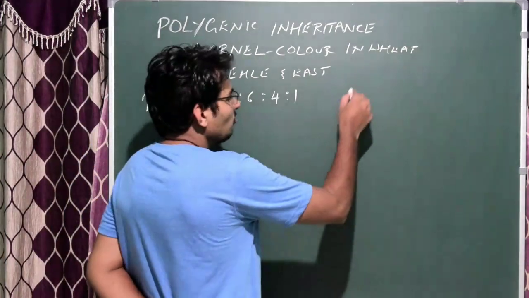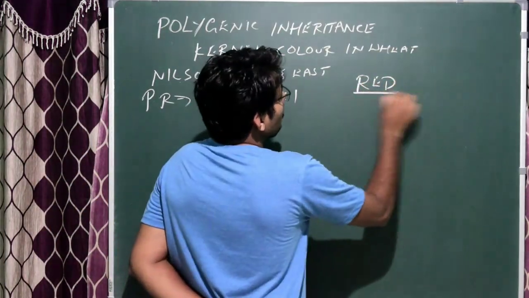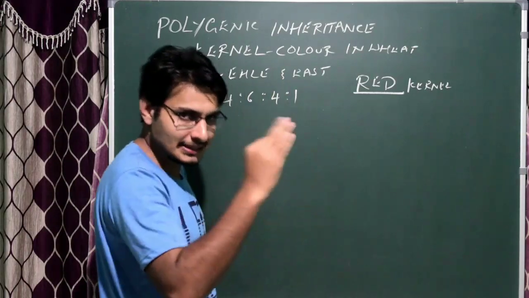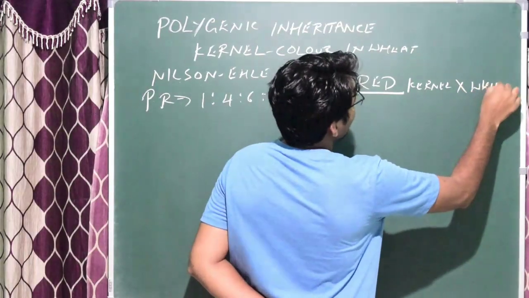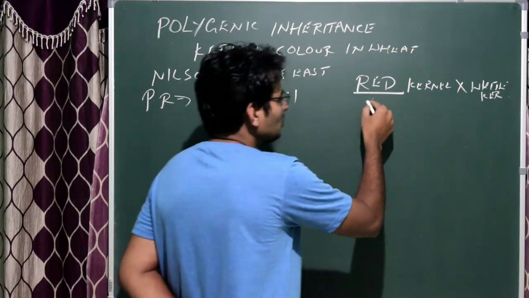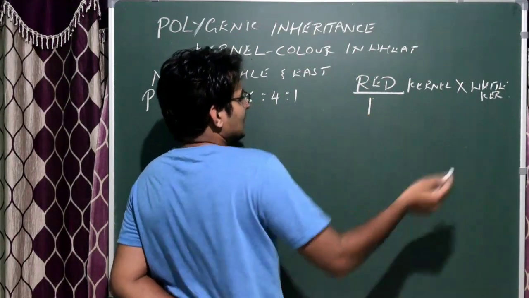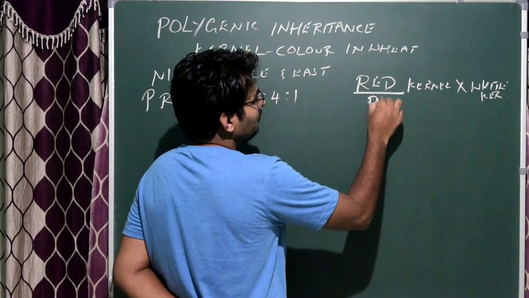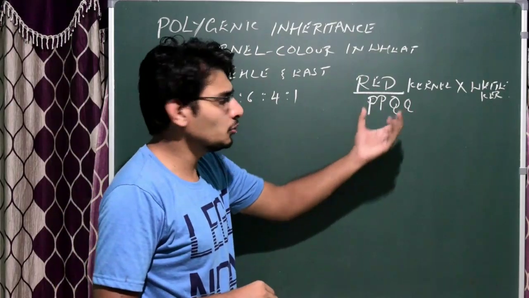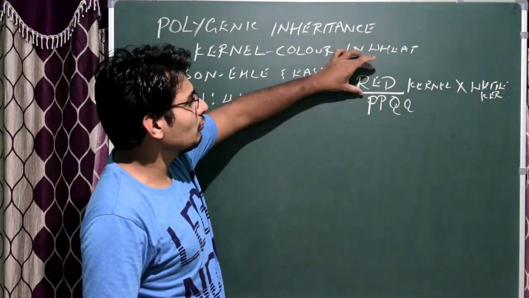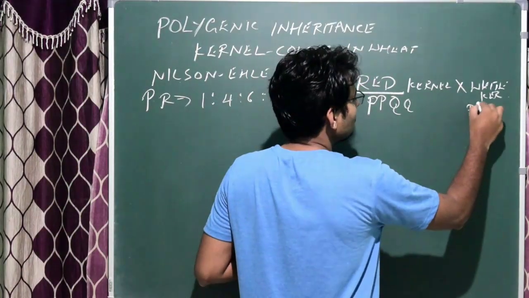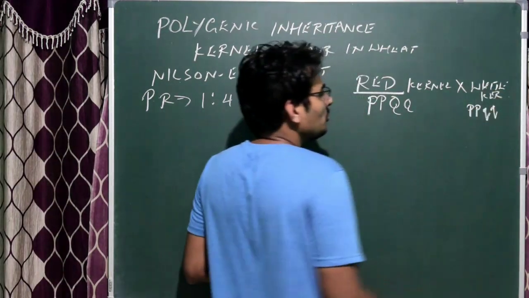Okay, so very simple. What we do is a cross between a red kernel wheat seed and a pure white kernel seed. Okay, so I'll just write white here. So we just give the alphabets for the genes. As I said, it is a dihybrid cross. We take P, P, Q, Q, all in homozygous condition. Capital letters P, P, Q, Q. These two genes are responsible for the development of red color in the kernel, which is crossed with the white kernel. So the gene should be recessive, that is small p, small p, small q, small q.